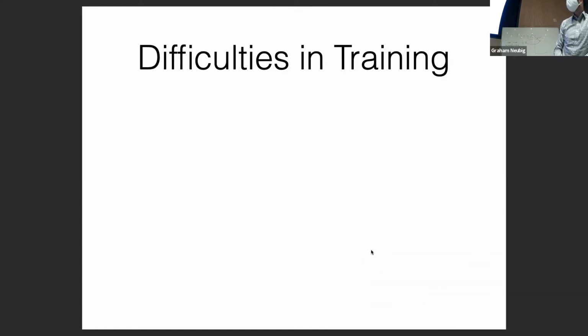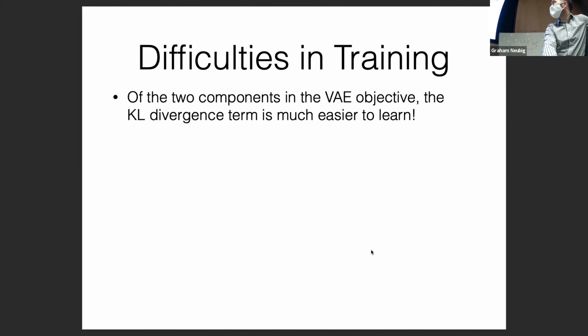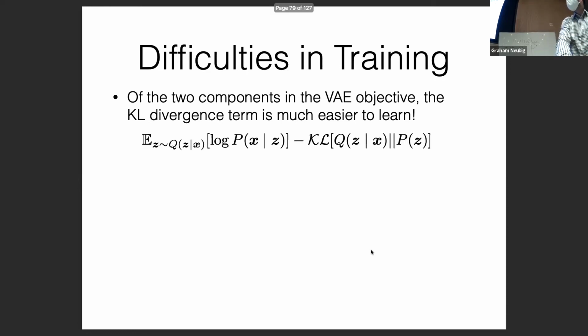So standard VAEs were used for a long time on image generation and other things like this. But there are some difficulties in training models that are particularly bad for natural language. And it's not just natural language, it's any kind of sequential data in general, but natural language is one example of that. One problem is that of the two components in the VAE objective, if you remember, the reconstruction term and the KL divergence term, the KL divergence term is much easier to learn.